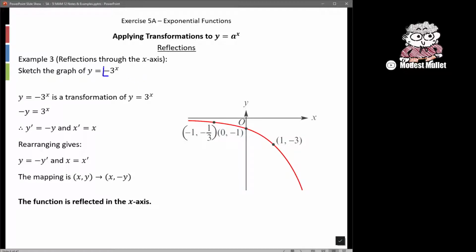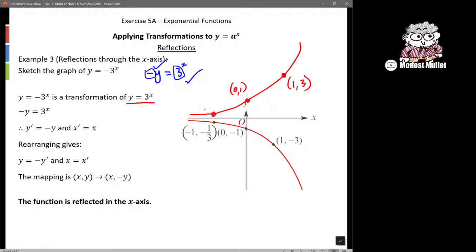What if we have a negative out the front in this case? Well, that negative isn't applied directly to the x, so we want to rewrite that. So we can now rewrite that as negative y equals 3 to the power of x. 3 is our base, so that's fine. The negative sign is applied directly to the y, that's fine. So that's everything that's happened. So what would be our basic version of the equation? y equals 3 to the power of x, which would go through 0, 1, go through 1, 3, and it would go through -1, 1 on 3.